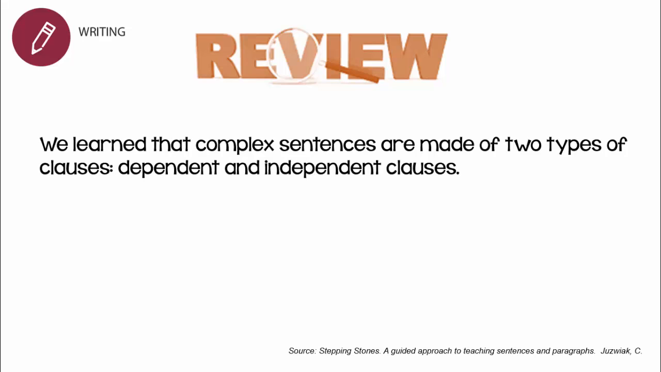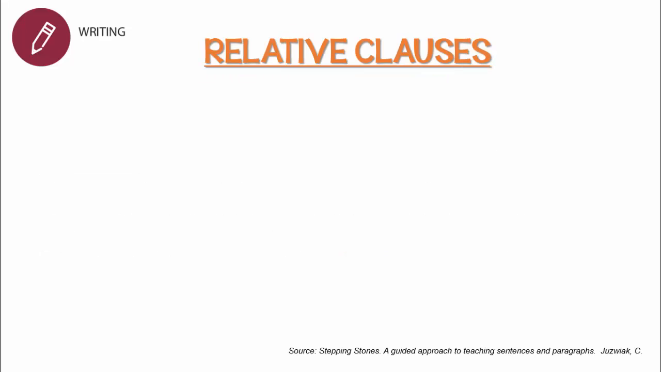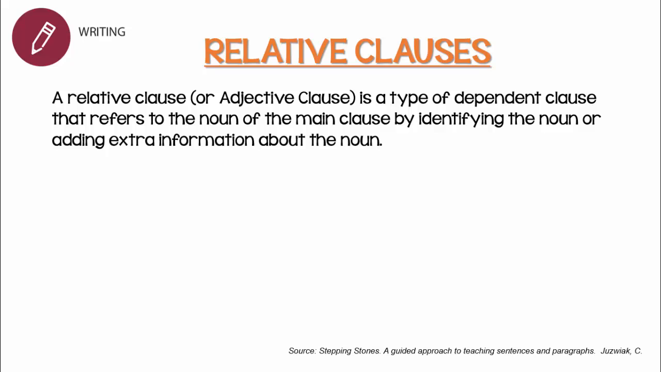...that complex sentences are made of two types of clauses: dependent and independent clauses. In this chapter, we are going to learn about one type of dependent clause, called the relative clause. A relative clause or adjective clause is a type of dependent clause that refers to the noun of the main clause by identifying the noun or adding extra information about the noun.